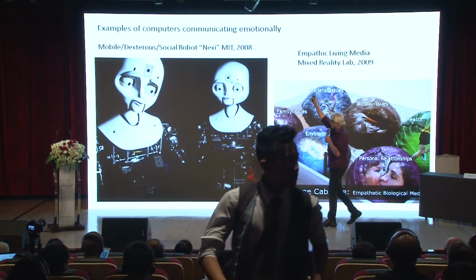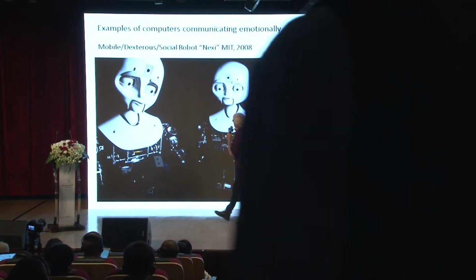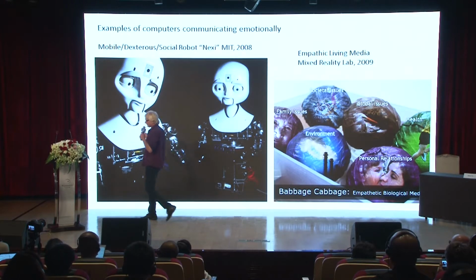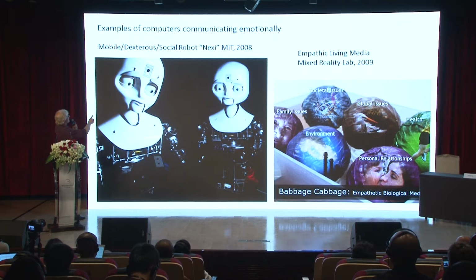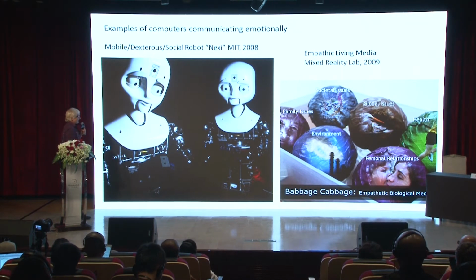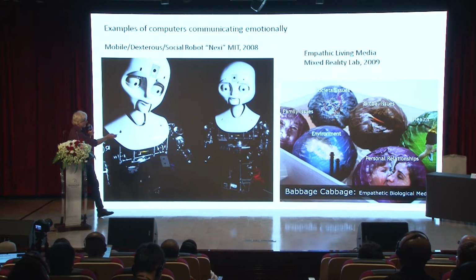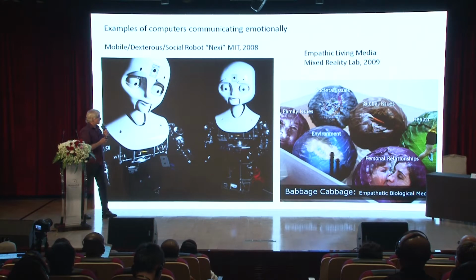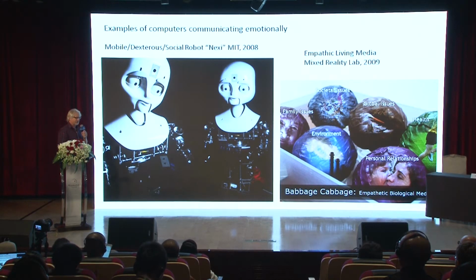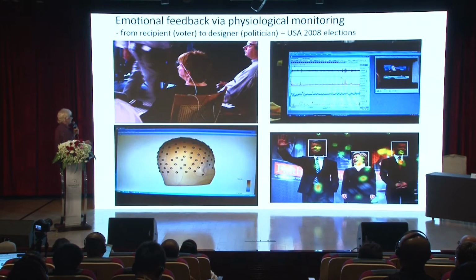And then there's this marvelous project that Mikey Siegel was involved in, and I'm sure maybe even other people here, but Nexi at MIT, which is an emotional robot, and a social robot, and mobile, ambidextrous. Both of these computational interfaces employ a kind of affect to help communicate better to people.